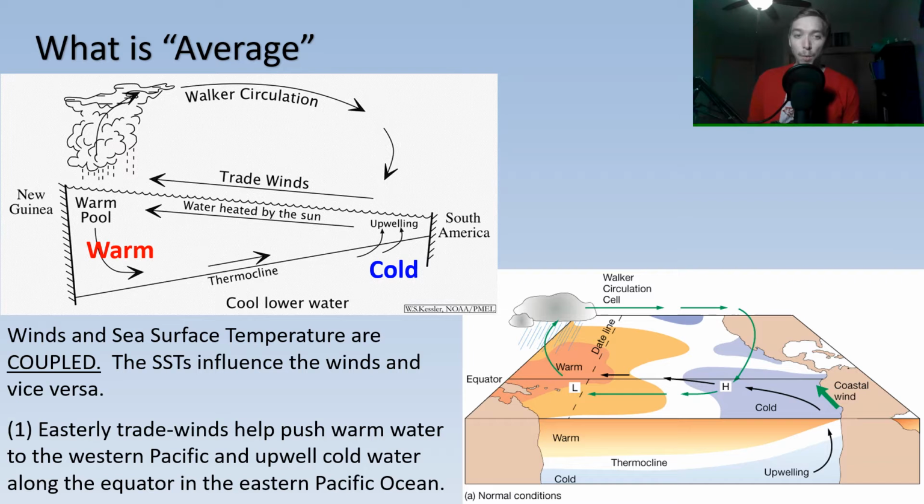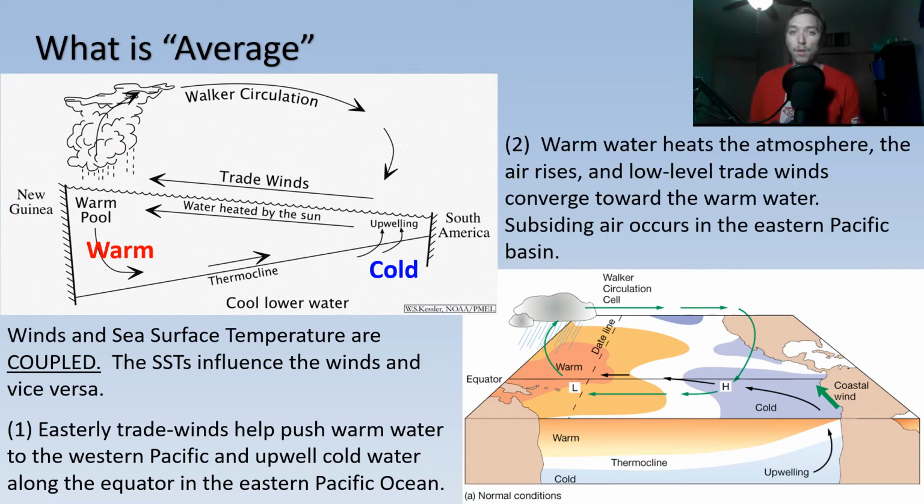The easterly trade winds help push warm waters to the western Pacific and upwell cold water along the equator and the eastern Pacific. And then warm water heats the atmosphere, the air rises, as warm air does, and low-level trade winds converge with the warm water. Subsiding air occurs in the eastern Pacific basin.